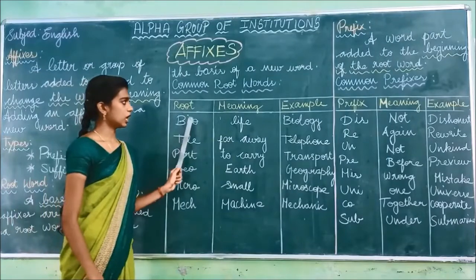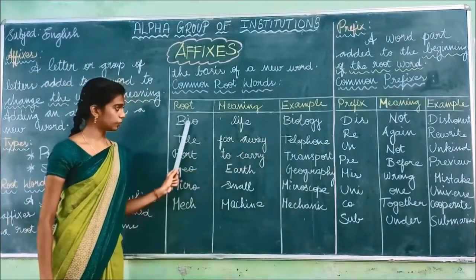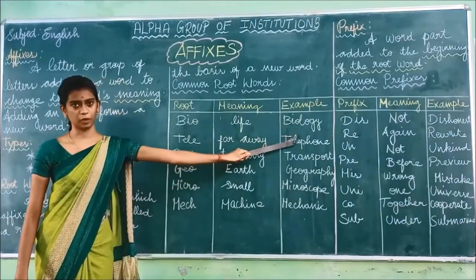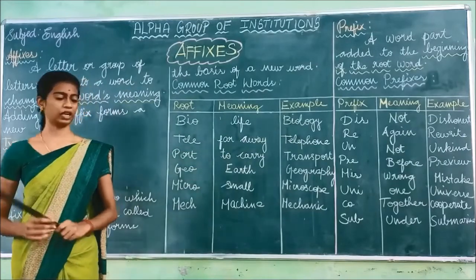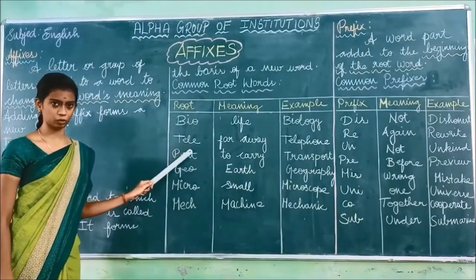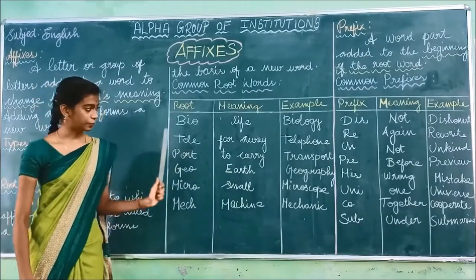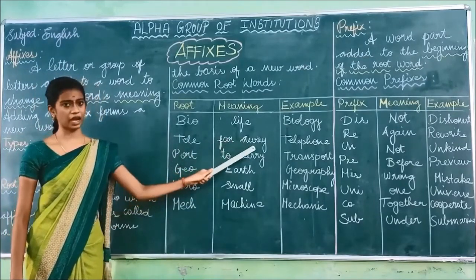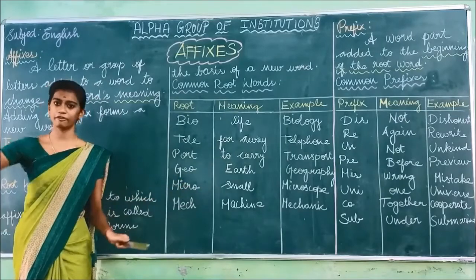Okay. So the example for the root word bio is biology. Biology means study of life. And the second one, tele. Okay, this is the root word. Tele is the root word, and the meaning of tele is far away.